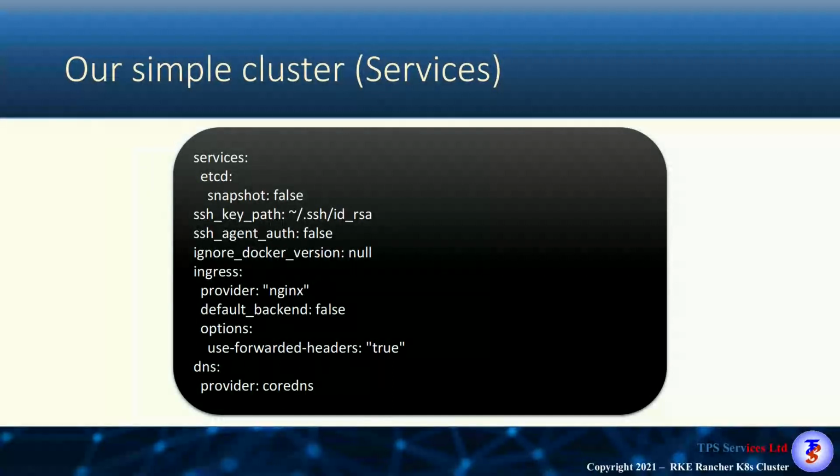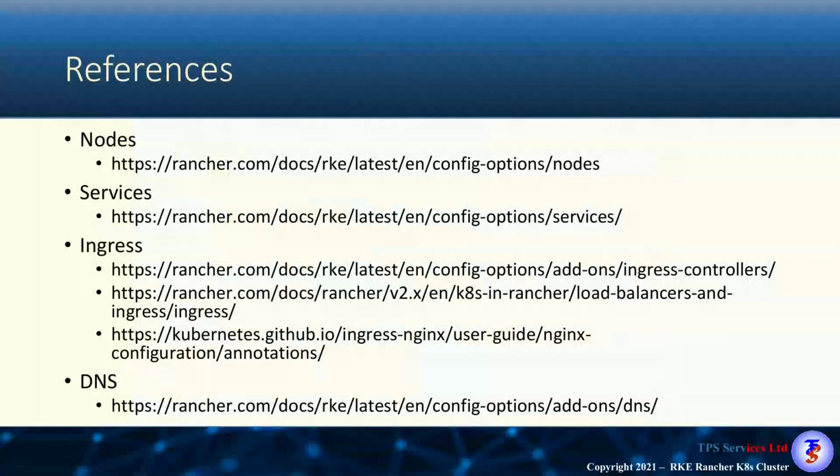Options, use forward headers, true. So in this case, when we receive our HTTP headers, they get forwarded on to the service itself. And then the DNS provider, I've just overridden whatever it is and put CoreDNS as the DNS provider internally to the Kubernetes cluster. So some various references for the documentation.